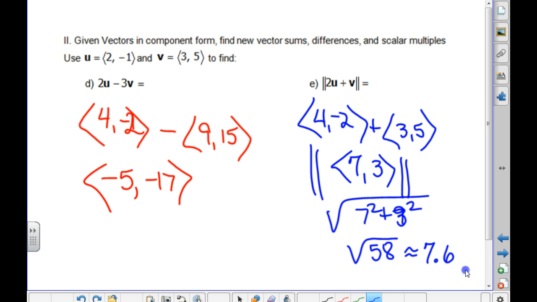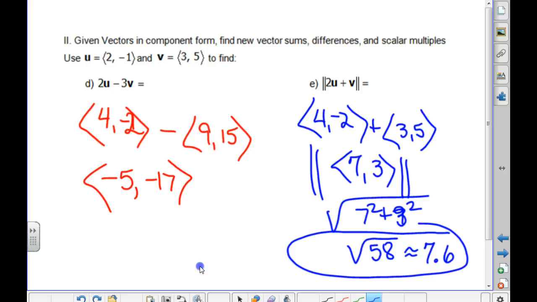Wait, can you leave it squared? Either. Yes, absolutely. Either one of these is fine. There are going to be some that I ask you to leave in exact form. That doesn't simplify it, does it? No, it would be 2 times 29, so there's nothing.